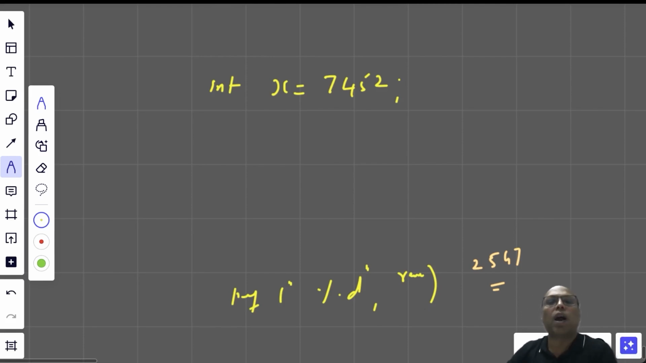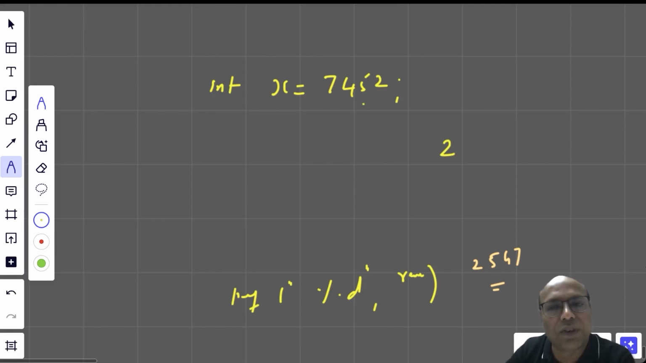Now I want to reverse a number. What do you mean by reverse a number? If you want to reverse a number, the 2 should go to the first place. Correct? So you can get the 2, then you can eliminate the 2, then you can get the 5.